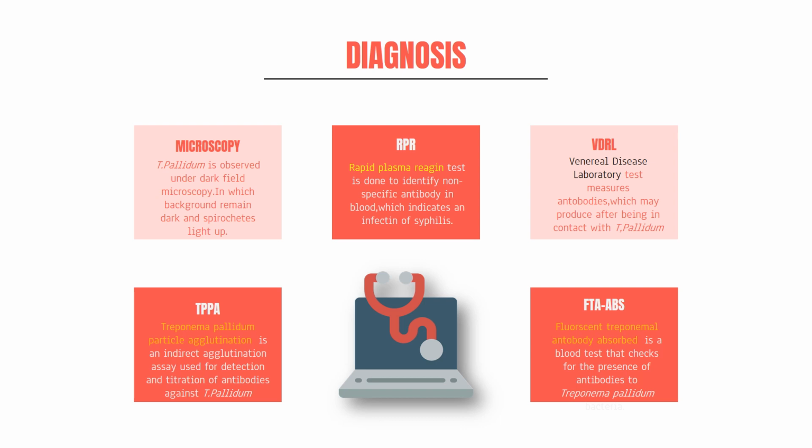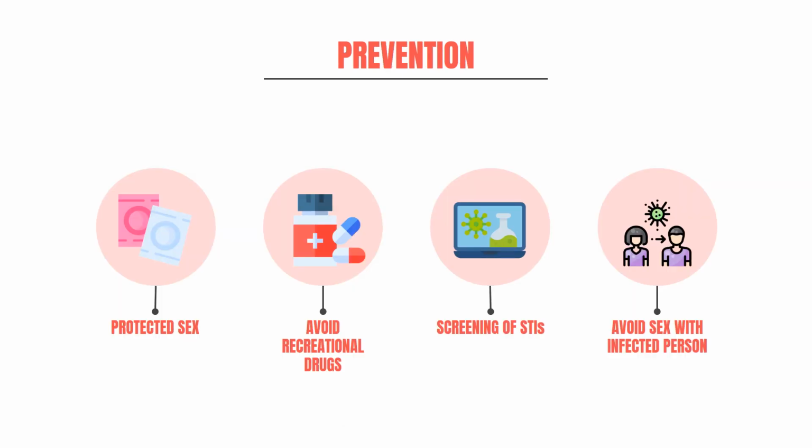VDRL, which is the venereal disease research laboratory test, which measures antibodies which may be produced after being in contact with the Treponema pallidum. Then TPPA, Treponema pallidum particle agglutination, which is an indirect agglutination assay used for the detection and titration of antibodies against Treponema pallidum. Then FTA-ABS, fluorescent treponemal antibody absorption, which is a blood test that checks for the presence of antibodies to Treponema pallidum.